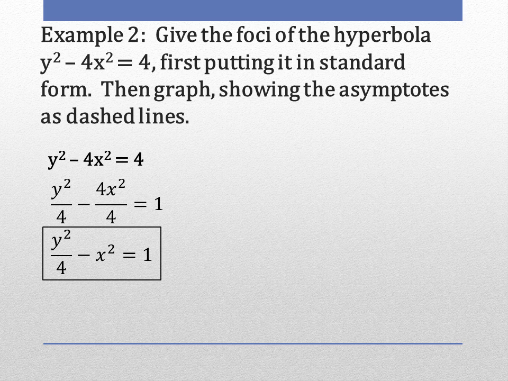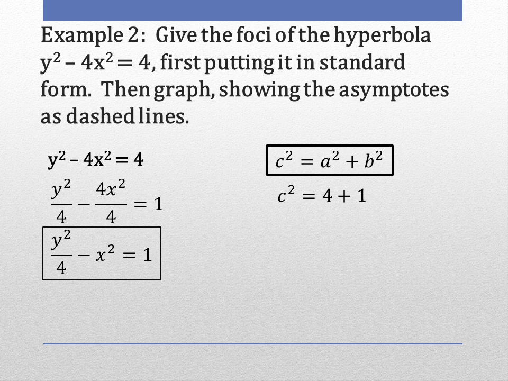So then we're going to find the foci. In order to do that, we have got to find c. We're going to use this formula. Now a squared is under the y, and it's 4, and b squared, there's nothing there. That doesn't mean it's 0. That means it's 1. So then our c is going to be the square root of 5.